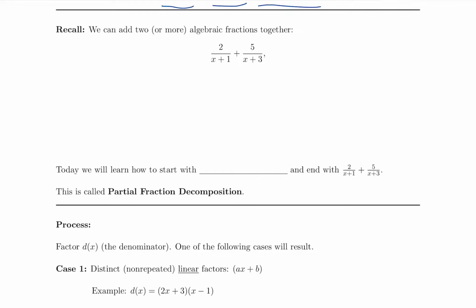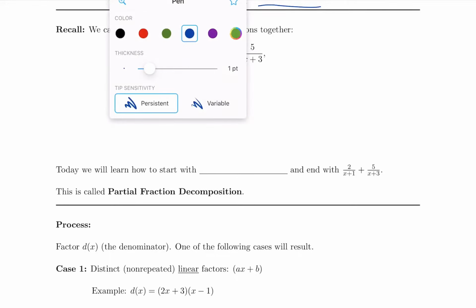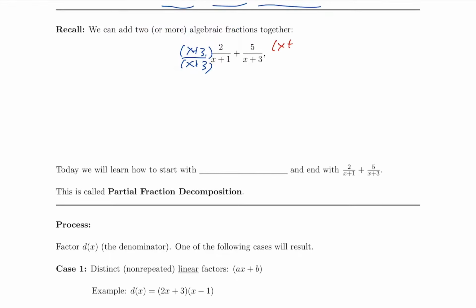We need to have a common denominator, right? So if I want to add these two, here I have to multiply by x plus 3 over x plus 3, and on the other side, I have to multiply by x plus 1 over x plus 1. Then we have a common denominator: x plus 1 times x plus 3. I'm only going to write it once in the denominator. Then the top part we have 2 times x plus 3 plus 5 times x plus 1.